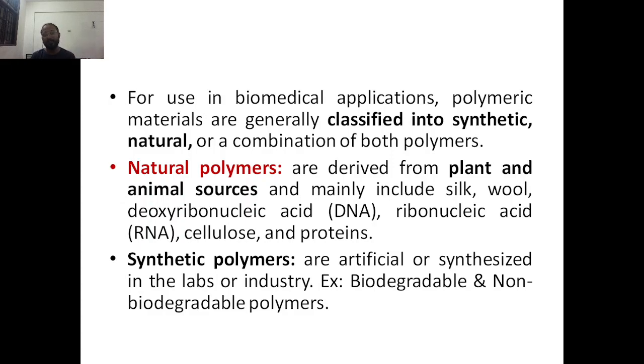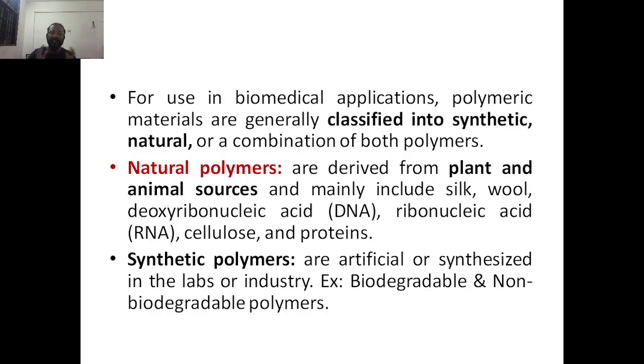Okay, so what are natural polymers? We know that they are derived from plants and animals, and they may include silk, wool. We have DNA, RNA, cellulose, proteins. These all come under the class of natural polymers. And then we have synthetic polymers, which are artificial or synthesized in labs or industry. We have biodegradable and non-biodegradable polymers. In synthetic polymers we also have non-degradable polymers, whereas all natural polymers are biodegradable in nature.